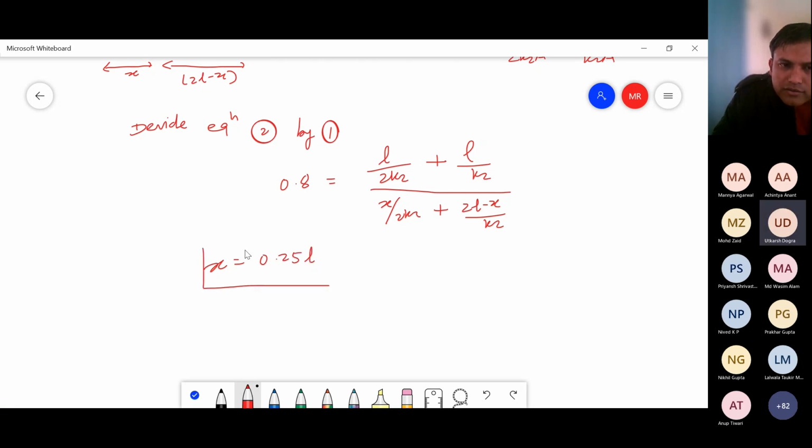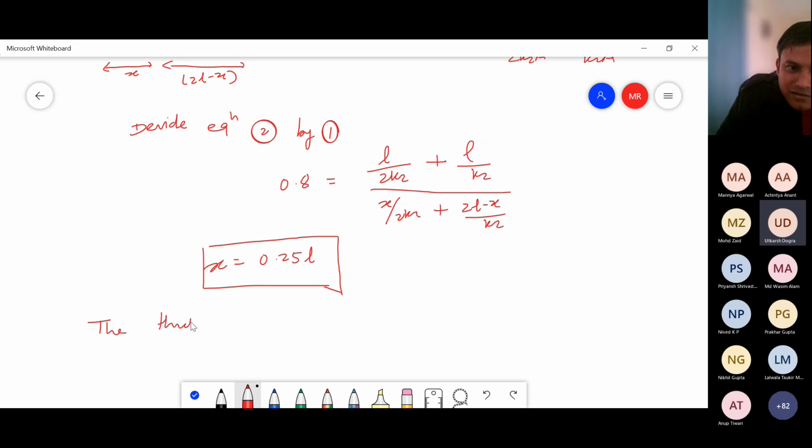So what information is this particular equation giving me? It is going to give me the information that if I reduce the thickness of block 1 by 75% and increase the thickness of second block by 50%, then my heat transfer is going to reduce by 20%. Do you all agree?